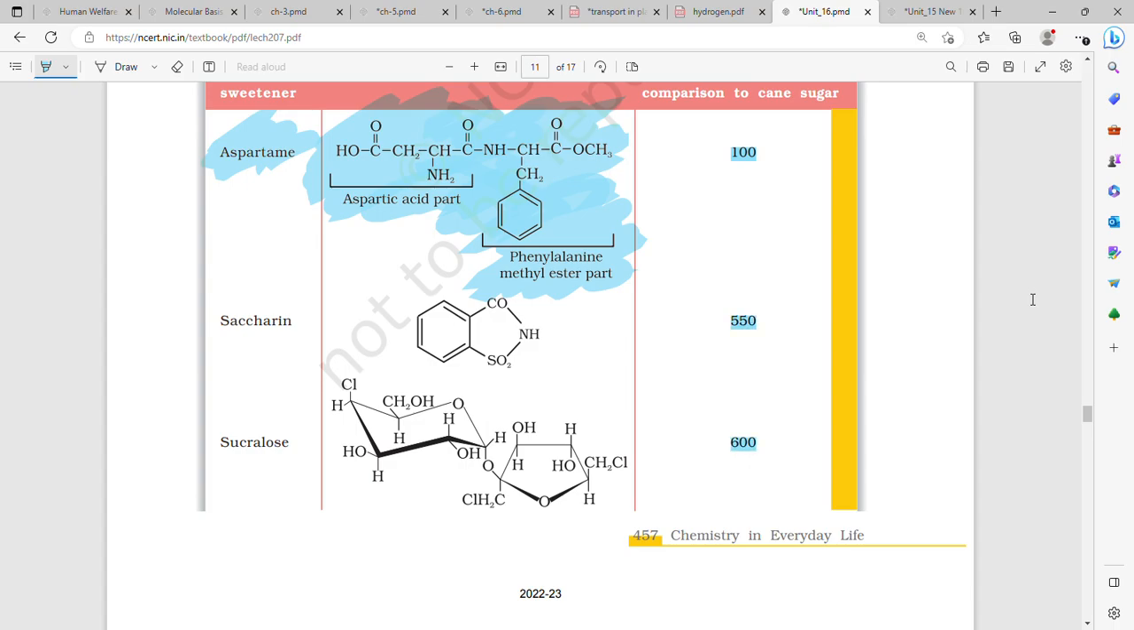So it has the aspartic acid part and the phenylalanine methyl ester part. Then comes your saccharin, which is 550 times more sweet than cane sugar. Then comes your sucralose, which is 600 times more sweet than your cane sugar.